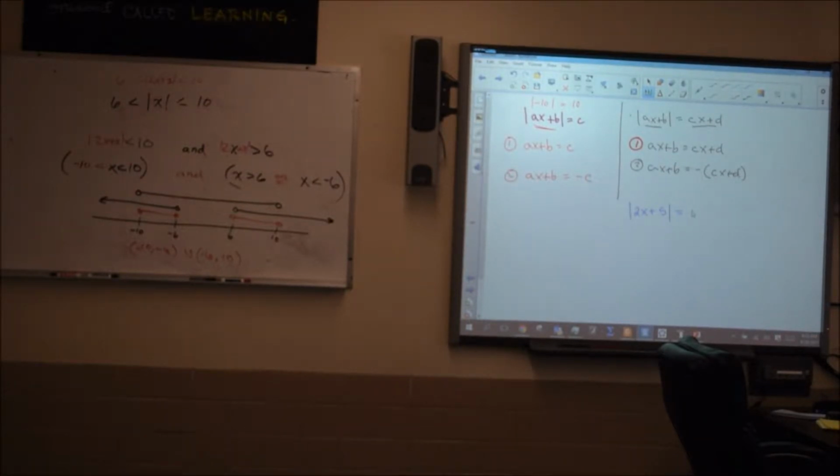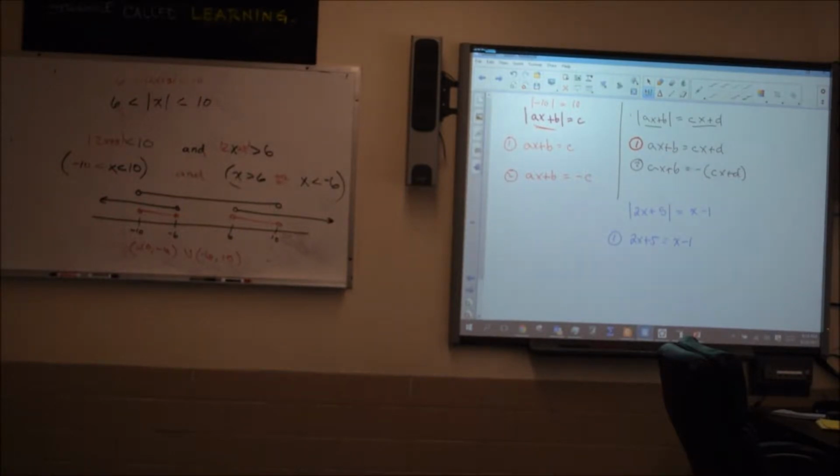Let's just go x minus 1. I don't know how interesting that's going to be, but the first case scenario is to go 2x plus 5 equals x minus 1. Fairly simple, just get rid of the absolute value bars, right?